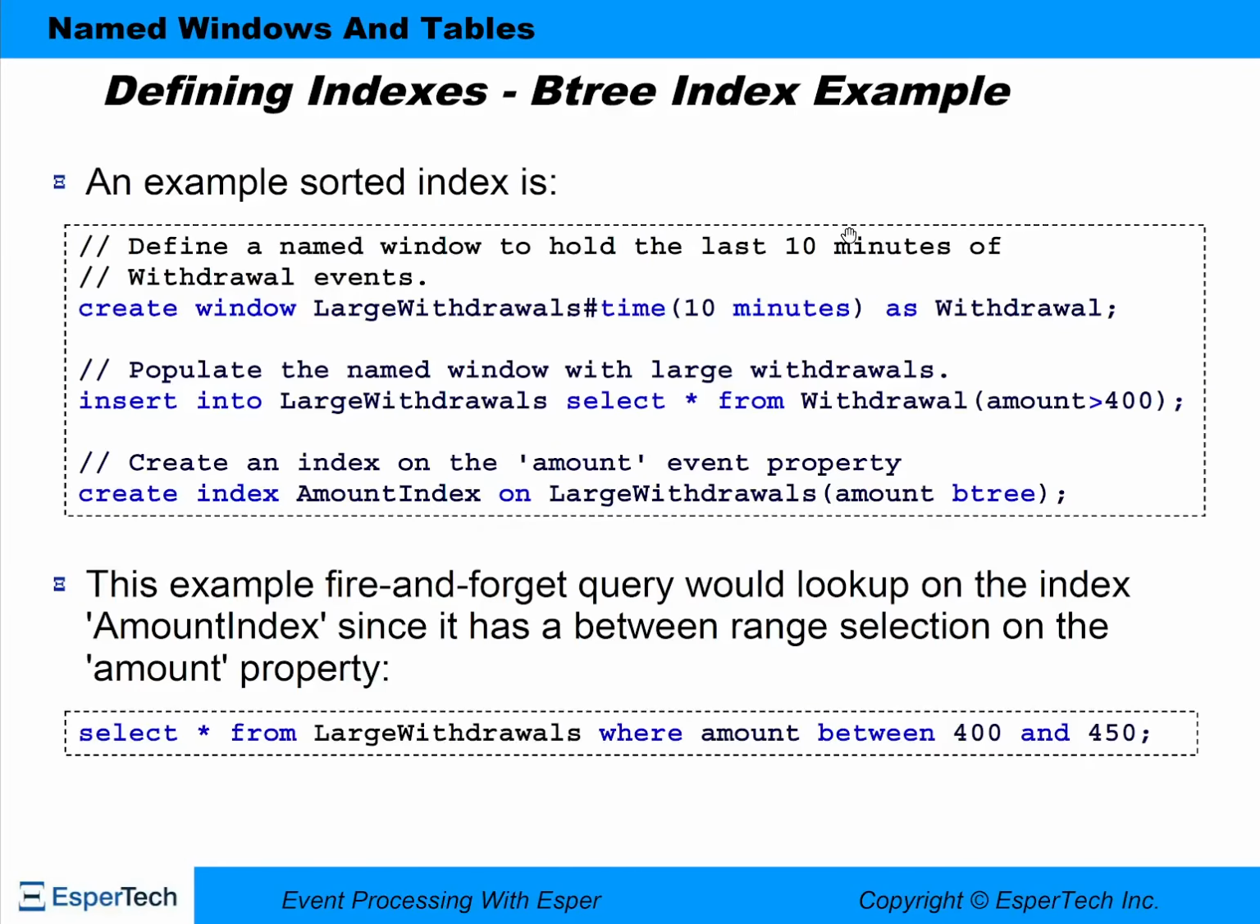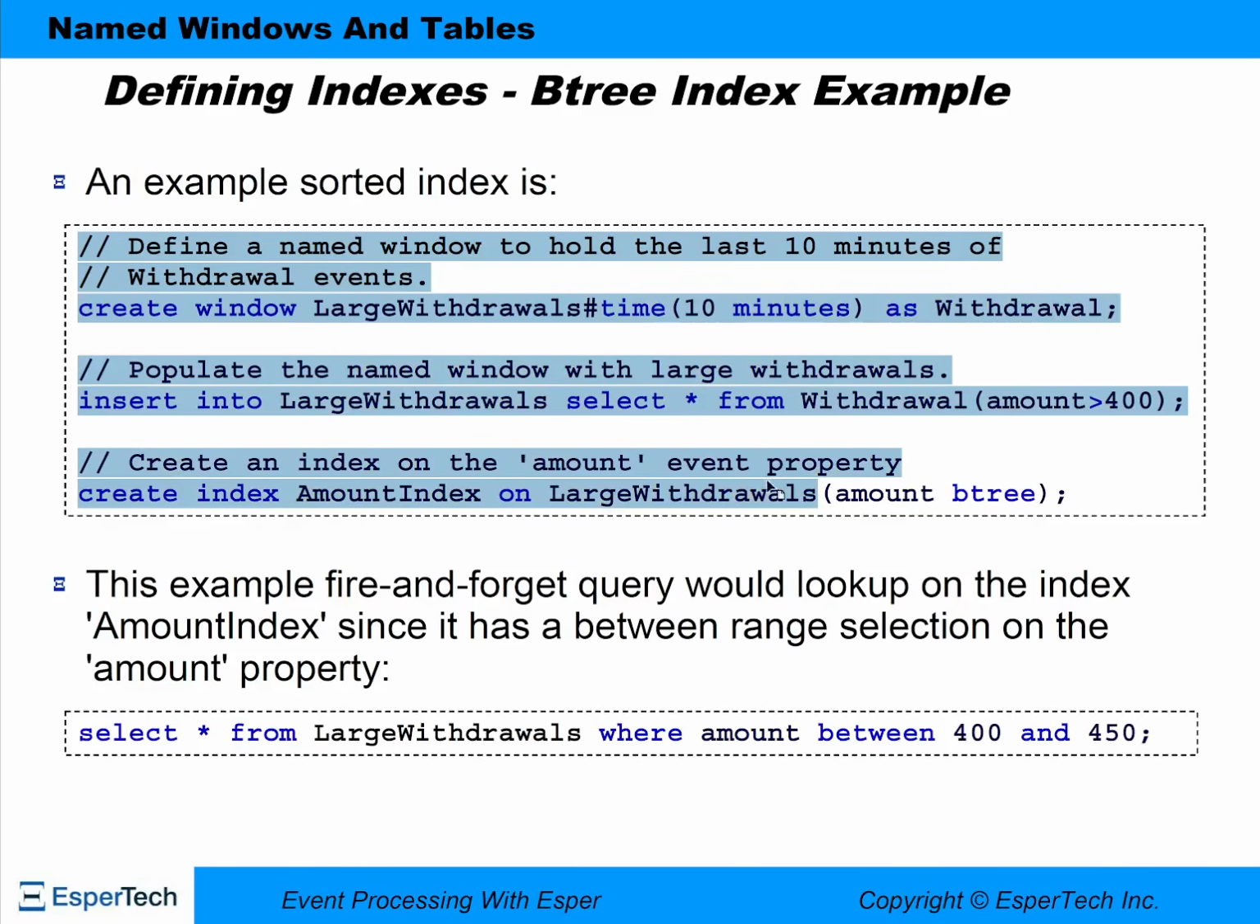This slide defines an example sorted index. First, it defines a named window to hold the last 10 minutes of withdrawal events. Create window LargeWithdrawals.win:time(10 minutes) as Withdrawal. The next query populates the named window with large withdrawals. Insert into LargeWithdrawals select * from Withdrawal(amount > 400).